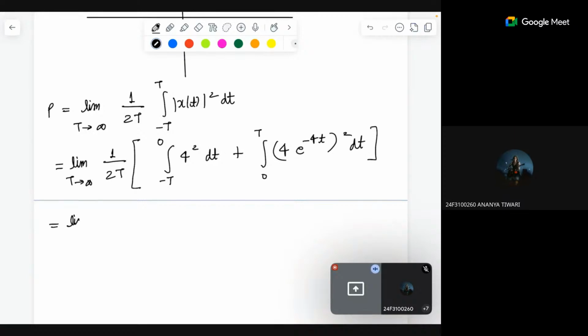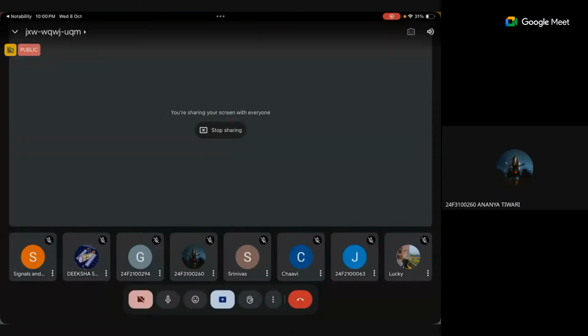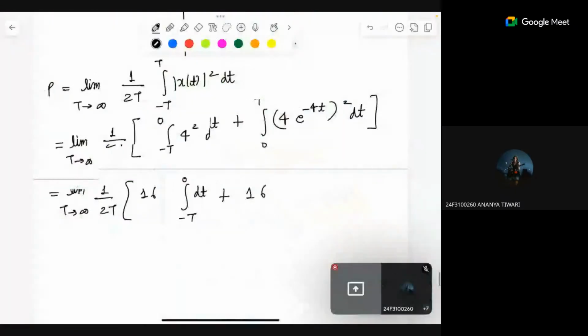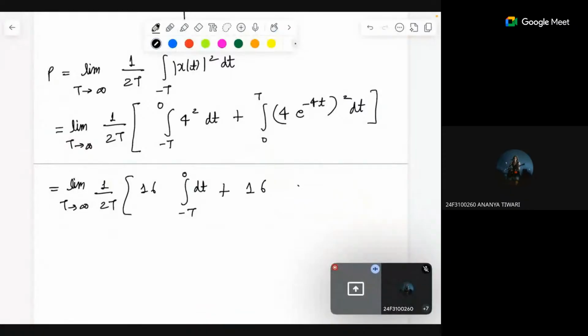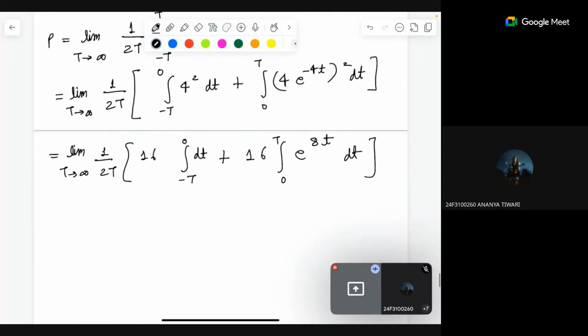Okay, now let us solve it further. 16 comes out of the integral. We are left with this. Then here 16 comes out. So we are left with e raised to the power of minus 8t dt, 0 to t. This step is clear? Yes, ma'am. Okay.